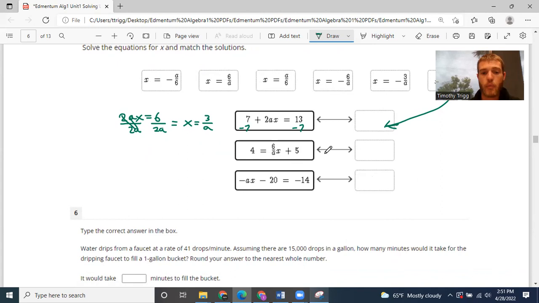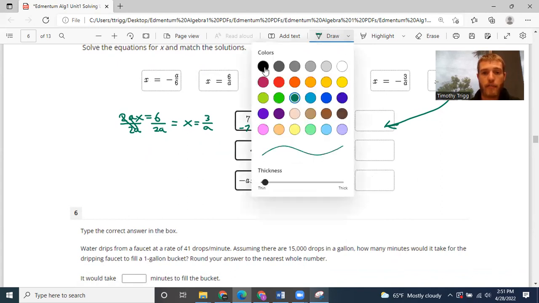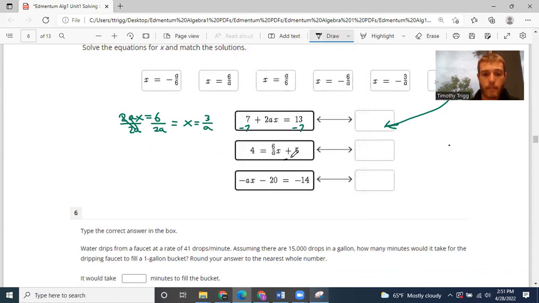I'll also do this next one with you here. My first step would be to subtract 5 on both sides of the equation. Subtract 5, subtract 5, giving us negative 1. 4 minus 5 is negative 1, equals 6 over a x. Okay.